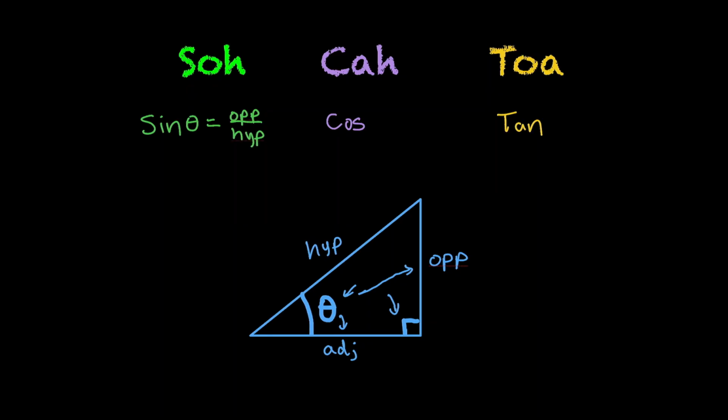Very similarly, the C stands for cosine, and it's saying that cosine of theta, the A and the H stands for adjacent and hypotenuse. So it's adjacent over hypotenuse. And again, it's a ratio of those 2 sides. And finally, TOA stands for tangent is equal to opposite over adjacent.